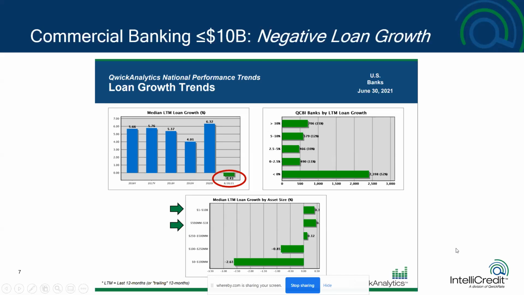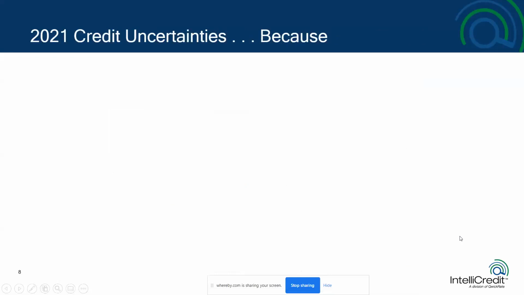That is a significant issue, particularly given the fact that we're dealing with such compressed NIMs already. And everyone knows here that making good loans, profitable loans, is the heart and soul of the profitability of the financial industry. You can't make that up in investing in securities at this point. So credit uncertainties are afoot everywhere.